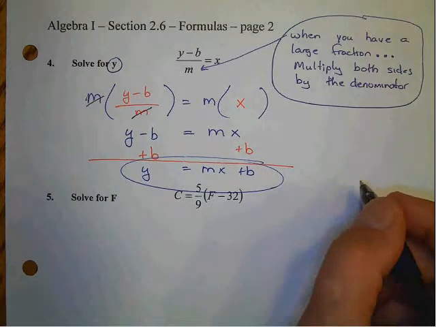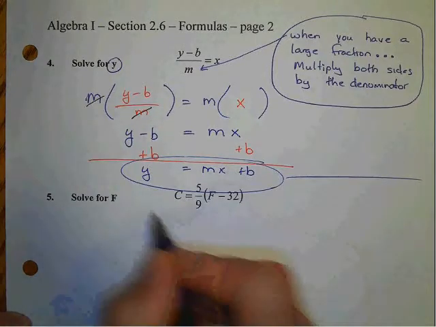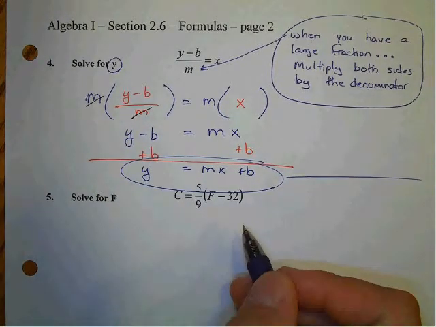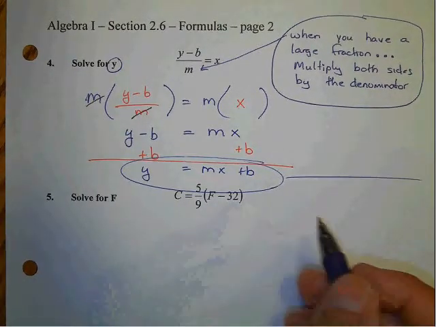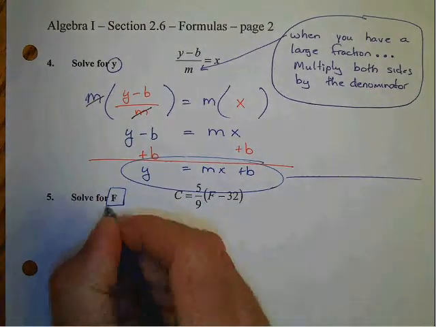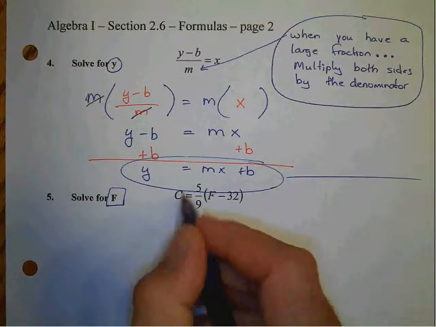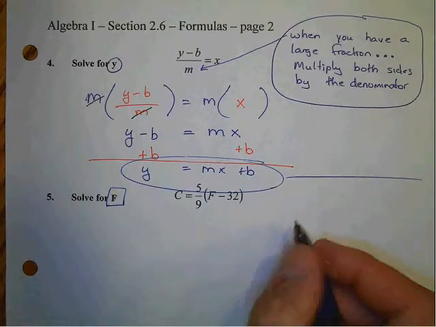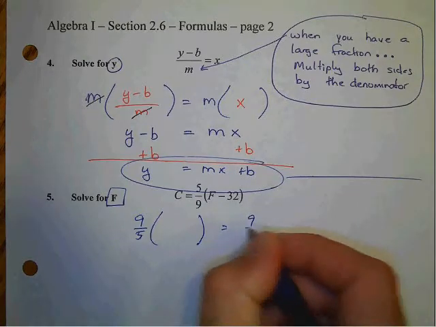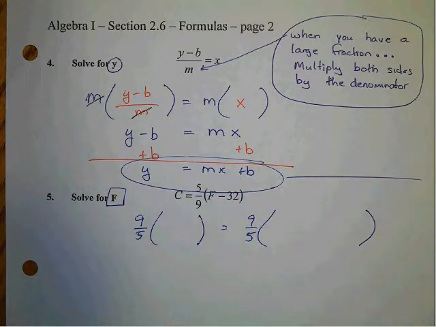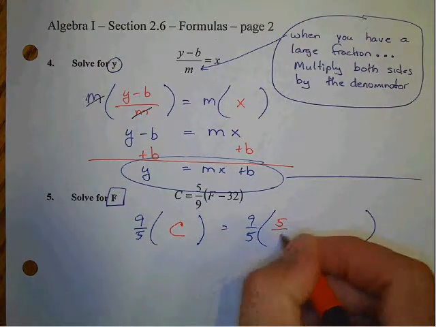Alright, moving on. Our next one, you may recognize this formula. This formula has to do with the comparison between Celsius and Fahrenheit, and multiplying by 5/9 and subtracting 32. Now here we're going to solve for f. So, as we learned on the previous page, to get rid of a fraction, we're going to multiply both sides by the reciprocal. So, I'm going to multiply both sides by 9/5. Once again, I write that down first, and then I put the remaining part on the inside as it's originally in the problem.